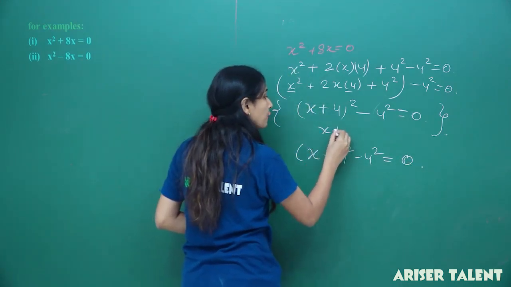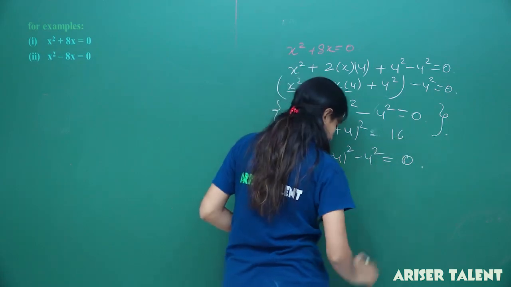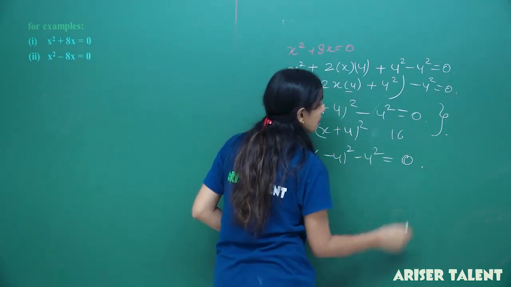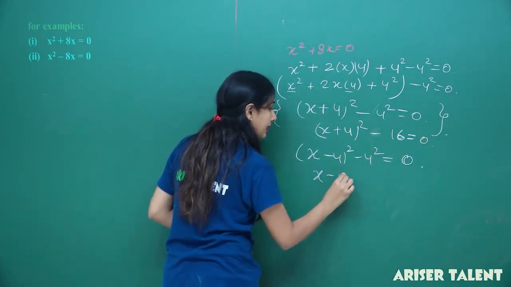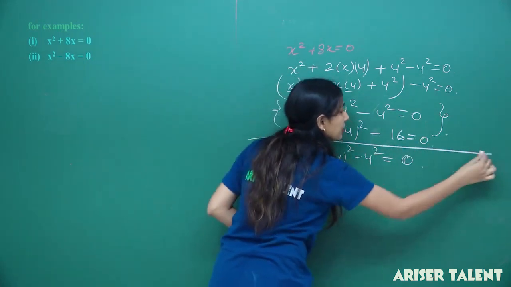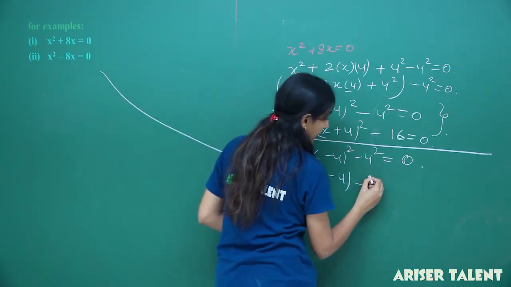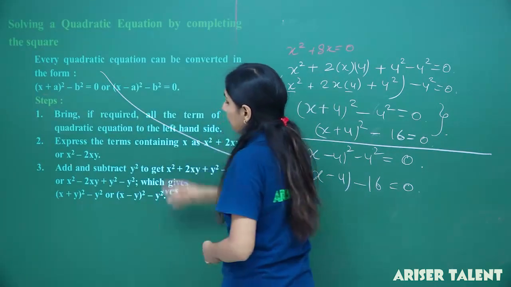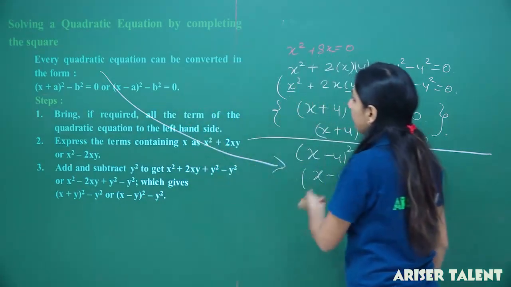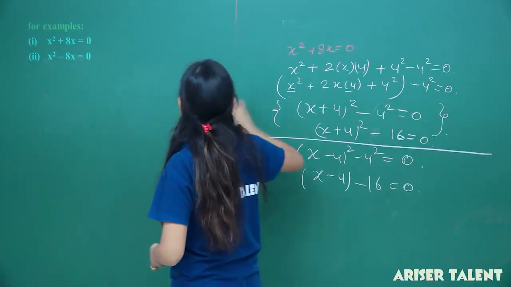You can write in this form, equals to 6 minus 16 equals to 0. Here you can write x minus 4. This is different, right? This is the second one. Minus 16 equals to 0. Okay. So we just applied this method and solved these as an example.